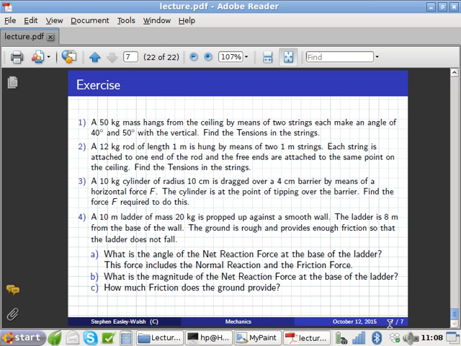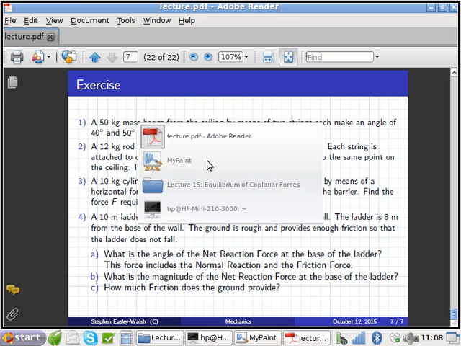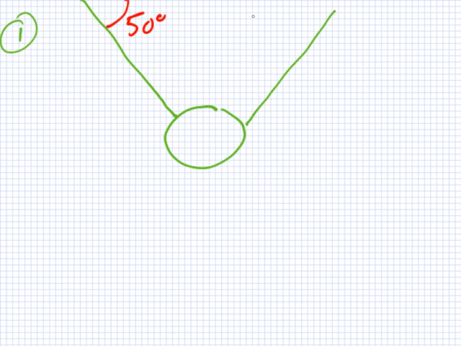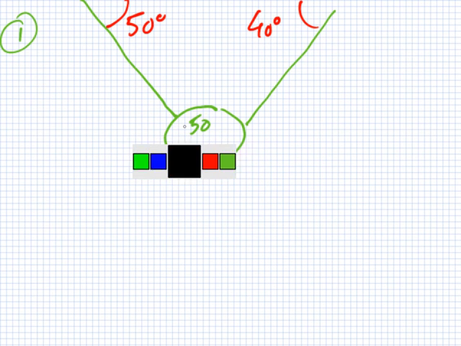Okay. Here we go. I know some people drew the first one a little differently. Don't worry if it's a little different to mine, because in the exam I'll give you a picture. But the way I was picturing this was like this. So you have this hanging from the ceiling, and this was 50, and this was 40, and this was 50 kilograms.